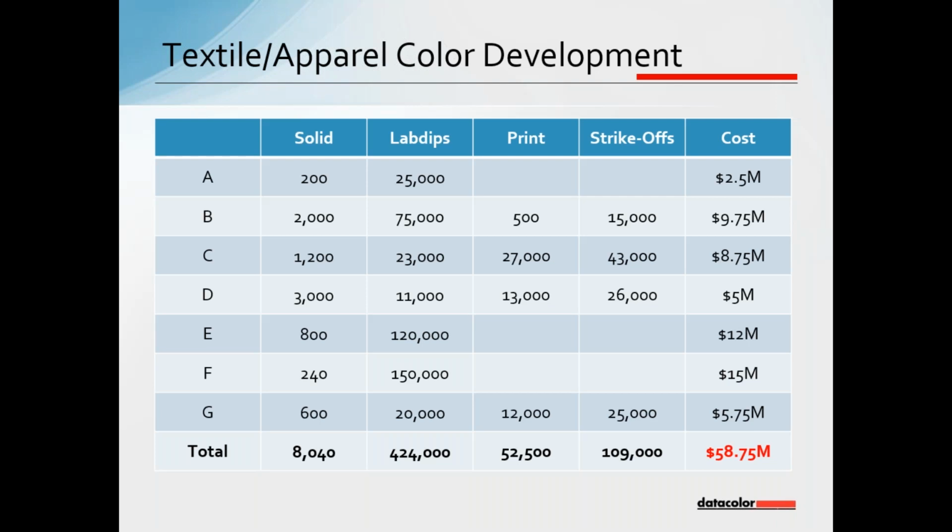If we look at these 7 companies, we see that there's a significant range in the number of solids and print strike-offs that they're developing. If we take company A, for example, they're developing 200 colors per year across various materials. That represents about 25,000 lab dips. If we use the average cost per lab dip of $100, we find that that's an investment of about $2.5 million just into the initial color development process.